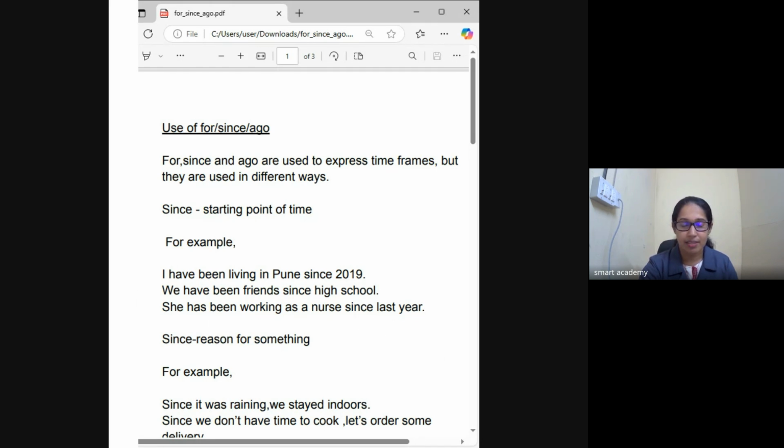Other than this, try to make some example sentences. "I have been living here since 2000" is good. "I have been working here since" whatever it is. Okay, a starting point of time in the past. We start at this time, and to show this, we use since. I have been living in Pune since 2019. We have been friends since high school. She has been working as a nurse since last year.